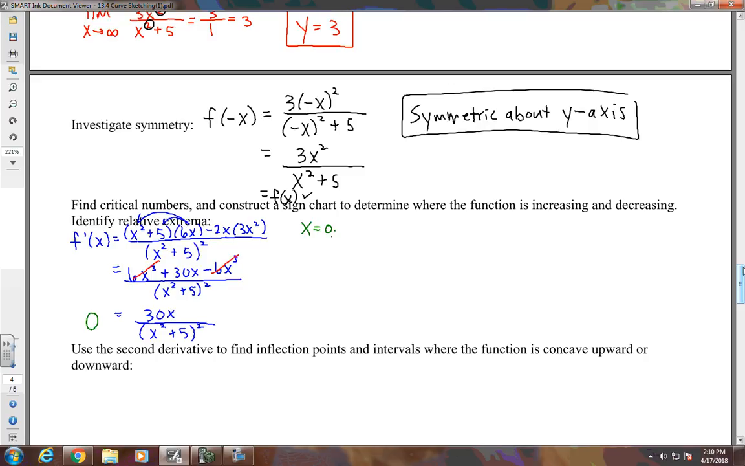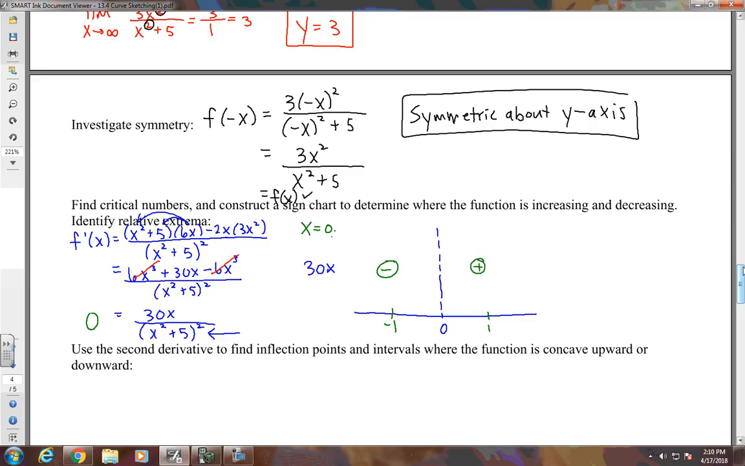So we want to put this number on our sign graph and look at what happens on either side of our critical number, x equals 0. Now, if I consider my derivative, notice, because the denominator is squared, it's always positive. So it's not going to change the sign of the derivative. So the only factor I need to consider is the sign of 30x. If I choose a test point on the left of 0, I would discover my derivative is negative. And if I choose a test point on the right of 0, I would discover that the derivative is positive.